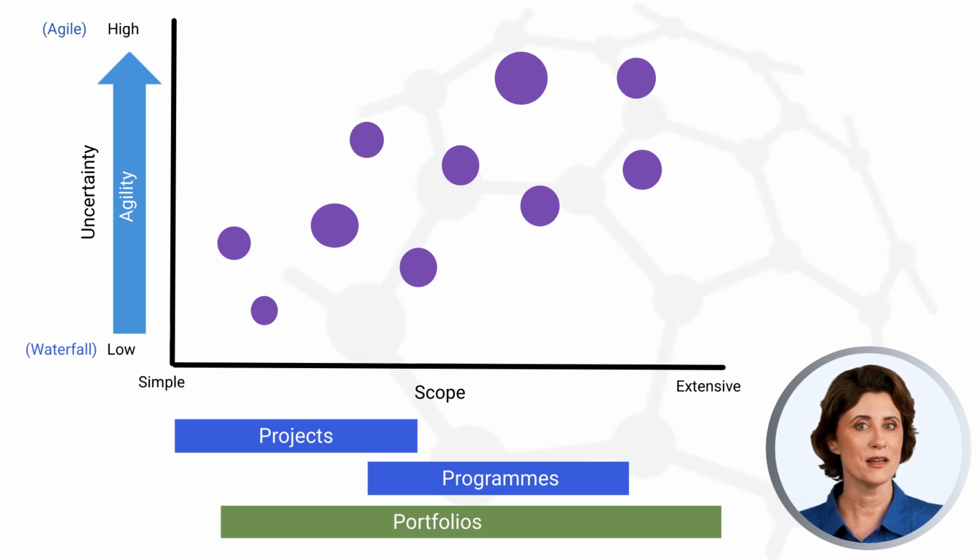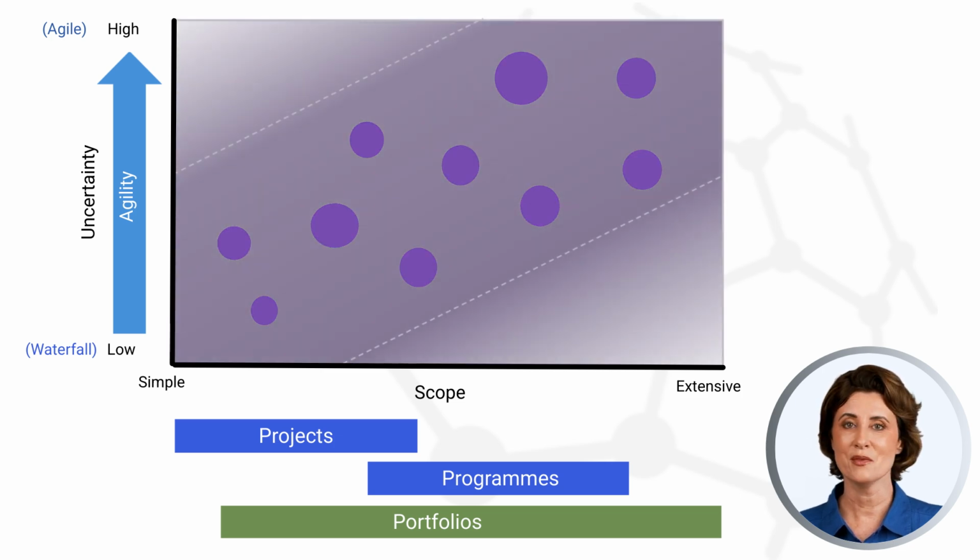There is one final point on the fundamentals of the model. Most projects with simple scope will have relatively low levels of uncertainty, whereas most programs with extensive scope will have relatively high levels. The model illustrates this with simple shading and dotted lines. Most initiatives fit between the dotted lines, but there may always be outliers because this is not a definitive model.